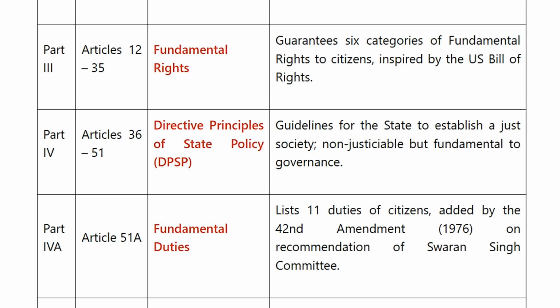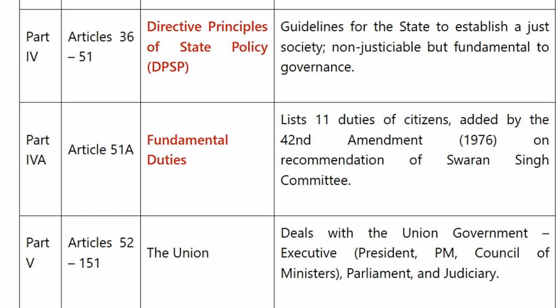Part IVA, Article 51A. Fundamental duties. Lists 11 duties of citizens, added by the 42nd Amendment, 1976, on recommendation of Swaran Singh Committee. Part 5, Articles 52 to 151. The Union. Deals with the Union government, executive, president, PM, Council of Ministers, Parliament, and Judiciary.